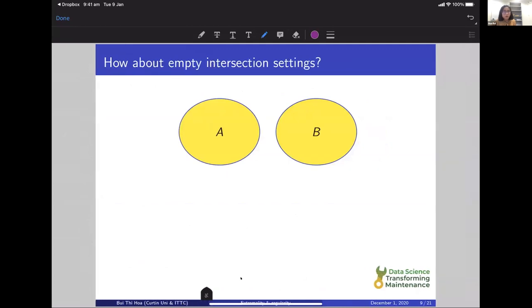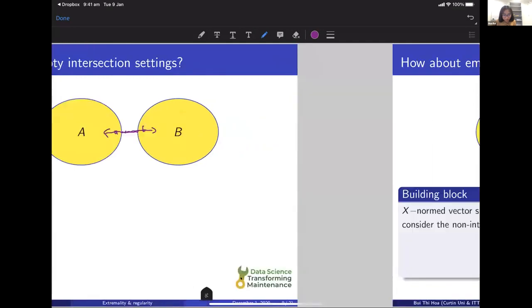So what about the empty intersection setting? This is the gap between the extremal principle and the convex separation theorem, because even when the two sets have empty intersection, we can still consider, say, A and B, the points of the shorter distance, and we will still have some kind of normal cones opposite each other. So we still have some separation behavior happening there. So how can we capture this case?